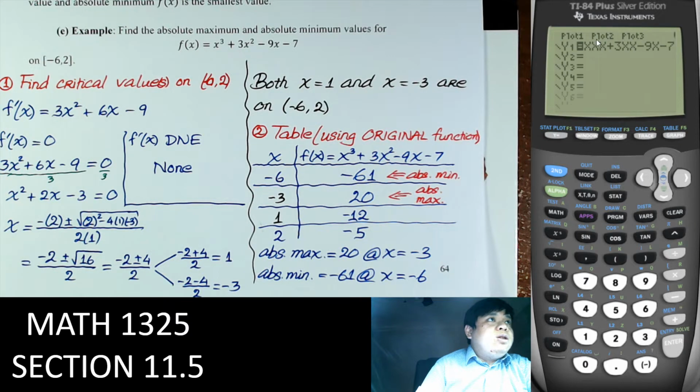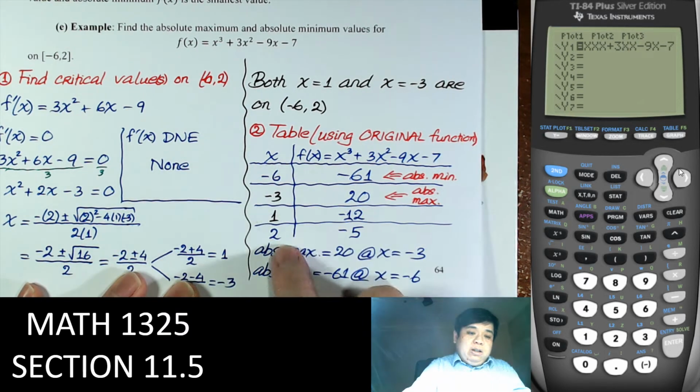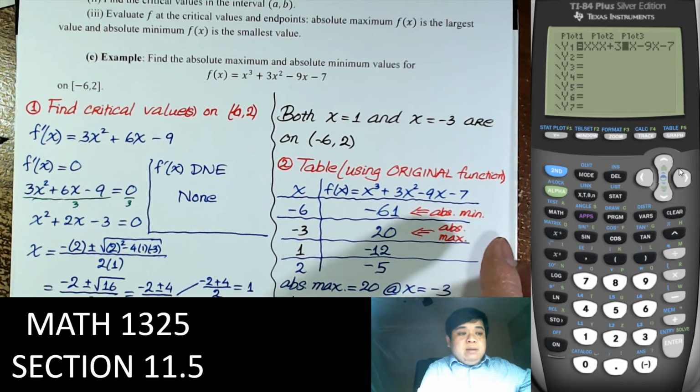Right, check the function x cubed plus 3x squared minus 9x minus 7. Right, so just like that. We need the function to be continuous, the interval to be closed, and with that we find the critical points inside and the boundaries. Put everything in the table. The biggest one is the max, the smallest one is the min.